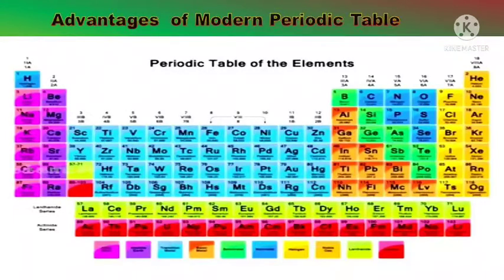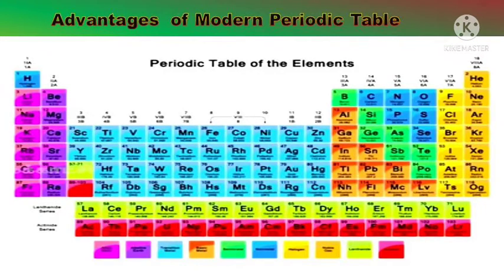The table is based on the more fundamental property, that is atomic number. Atomic number means the number of protons or number of electrons in an atom. The next one is that one position for all isotopes of an element is justified since the isotopes have the same atomic number. The next one is the position of the 8th group is also justified in this table.